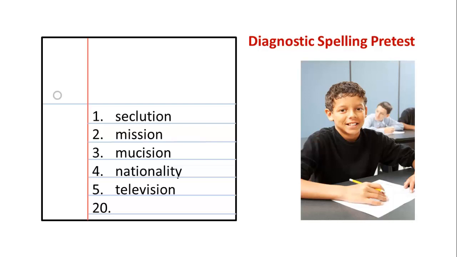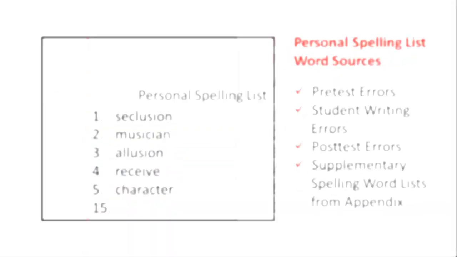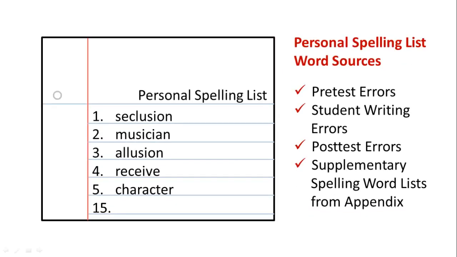After completing the diagnostic pretest, open the Teaching the Language Strand PDF file and display the spelling patterns test answers. Notice how the spelling patterns are bolded. Now direct students to self-correct their spelling errors by circling the misplaced sound spellings. From the pretest, students create their own personal spelling list of 15 words.